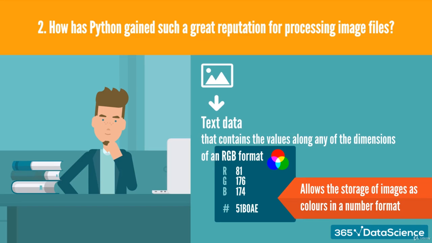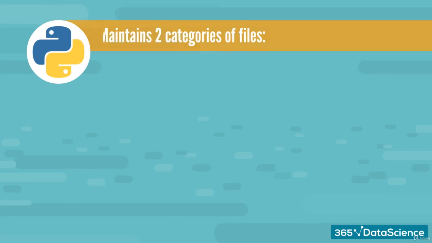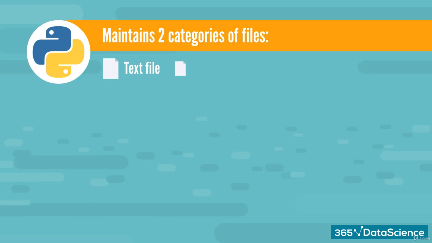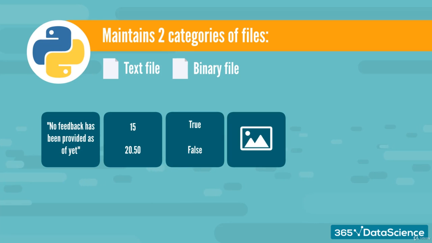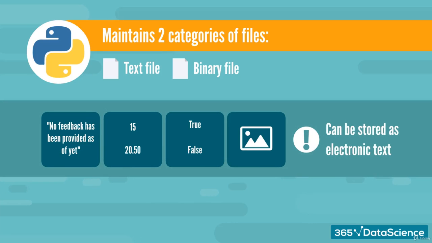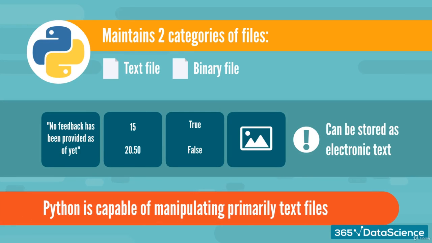That said, the takeaway from this lesson should be that Python handles two types of files, text and binary. You should also remember that multiple data types like text, numbers, Boolean, or image files, for example, can be stored as electronic text. That's why Python is capable of manipulating primarily text files.